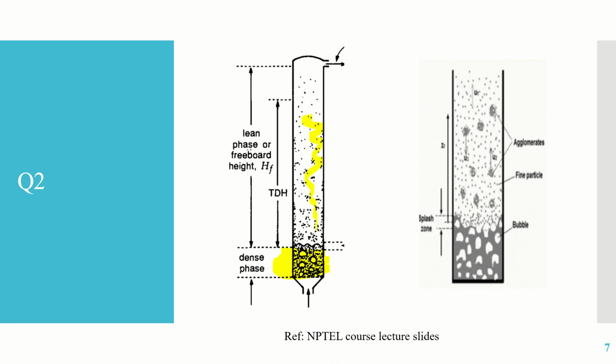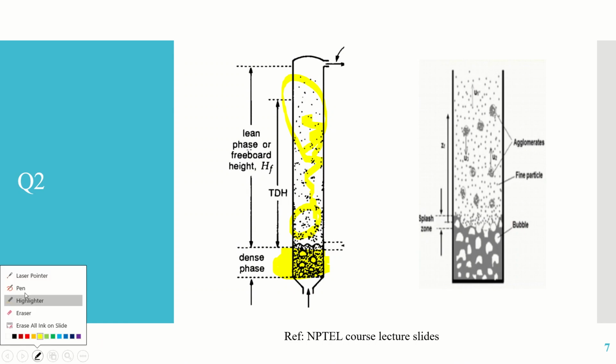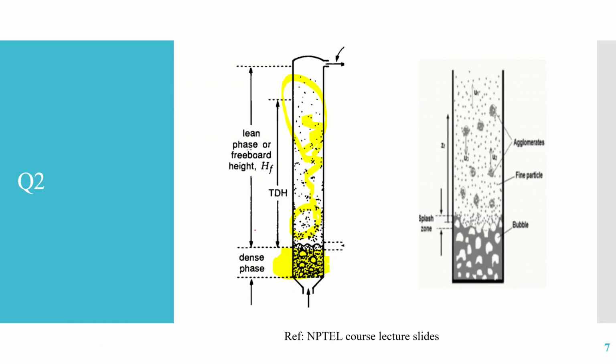Here, as you all can see, the density is somewhat higher over here compared to this region. Here we are seeing it to be very low. So as the height increases, the density seems to be reducing, right? So this is lean phase or freeboard height. This is known as freeboard region, and the bottom zone is dense phase zone. So the zone between the dense phase zone and the lean phase zone, that is a small portion, is known as splash zone. This is clearly mentioned in the adjacent diagram.